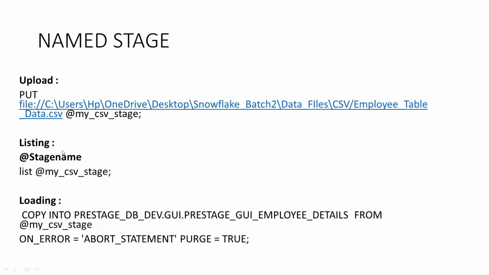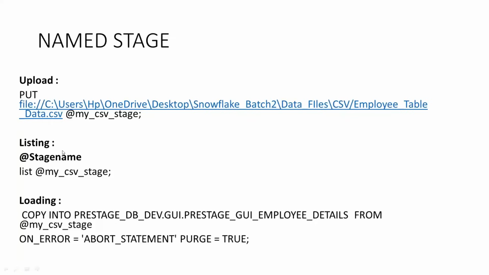In the listing we will be able to see that this stage is created. Then loading means we load it into the target table. After loading, you can just query the table, select star from employee, or select star from customer. Then you will see the data. That means loading is completed.